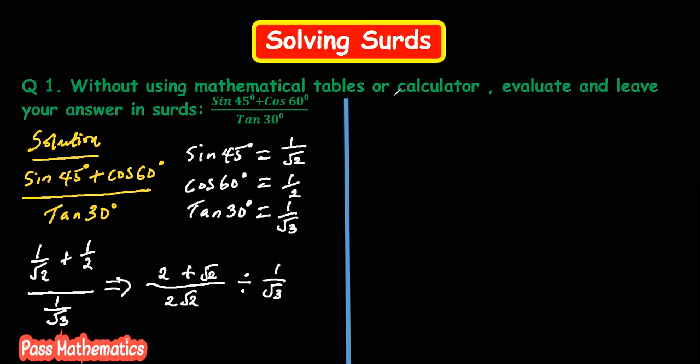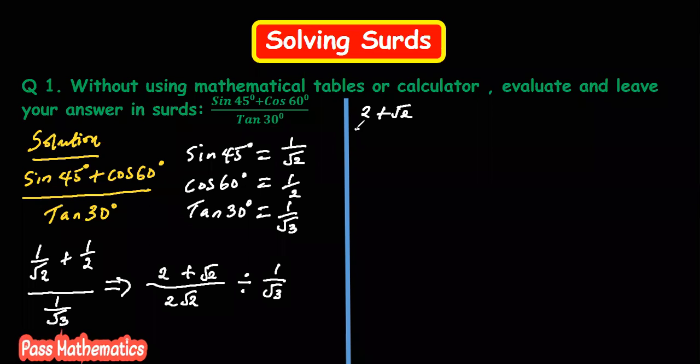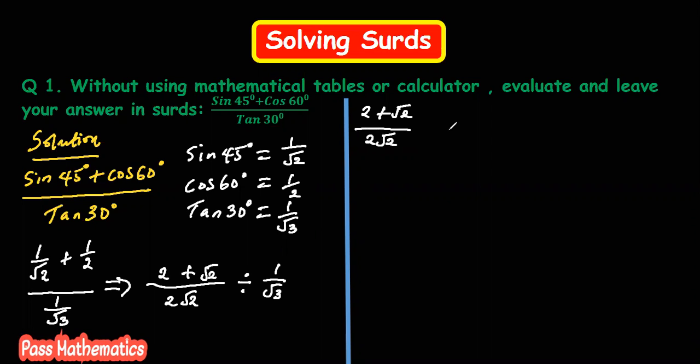And then we come here to express. So we have 2 plus root 2 divided by 2 root 2, times root 3 over 1. So this is going to multiply this. Root 3 times 2 gives 2 root 3, plus root 2 times root 3, which is root 6, divided by 2 root 2.